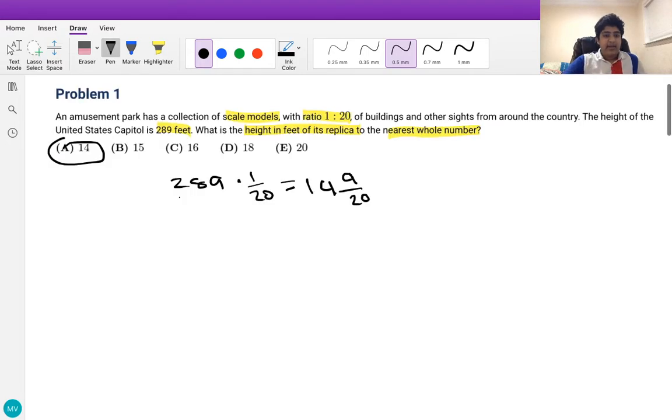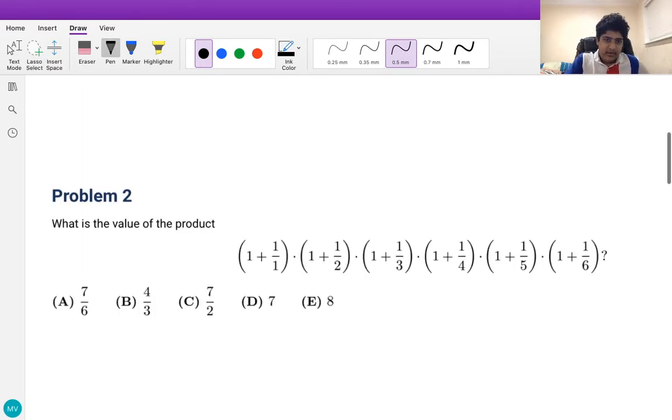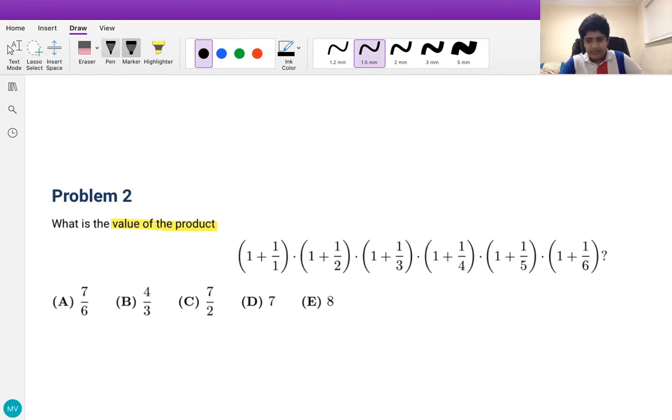What is the value of the product? So here we just want to find the value of this product. 1 plus 1 over 1 times the quantity 1 plus 1 over 2 times the quantity 1 plus 1 over 3 times the quantity 1 plus 1 over 4 times the quantity 1 plus 1 over 5 times the quantity 1 plus 1 over 6.